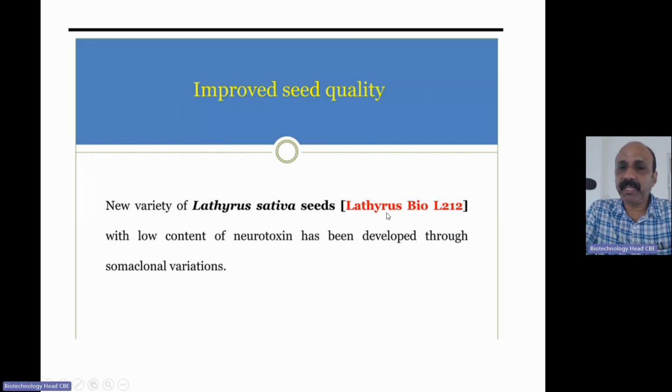Also improved seed quality in lathyrus, for reduction in the neurotoxin. Lathyrus is this masurda, right? Masurda has more of this neurotoxin. So by selecting for this, there is a reduction in the neurotoxin from this lathyrus. There is a variety, BIO L212, with reduced neurotoxin contents through somaclonal variation. This is another example for improved seed quality.